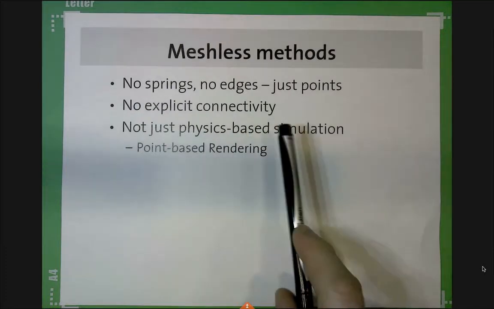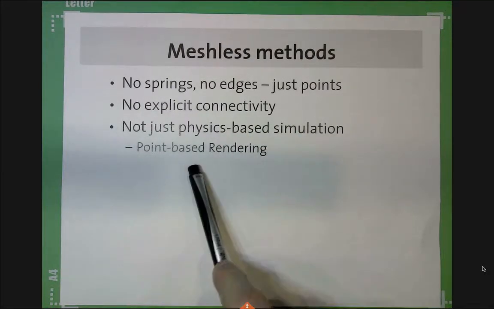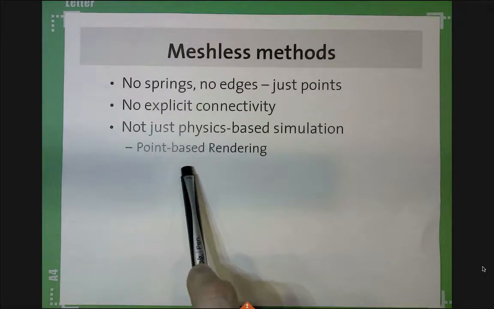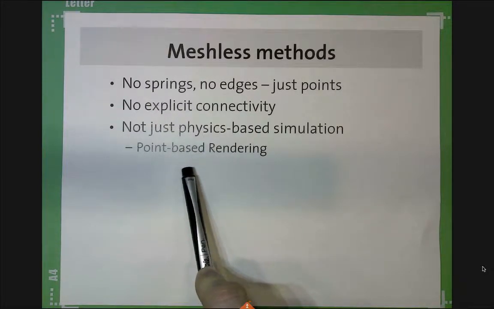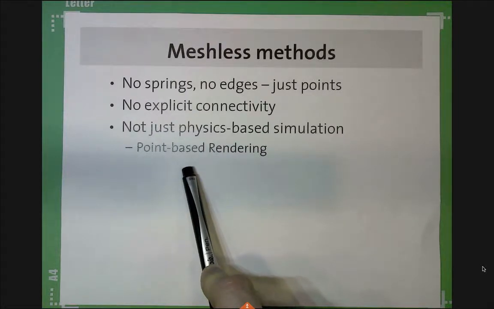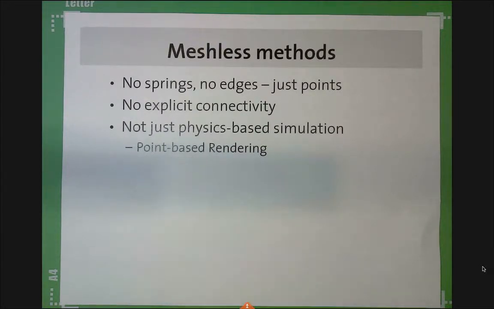And this is also not just used in physics-based simulation. Especially a couple of years ago, point-based rendering was very popular. I don't know, is it still popular today? Not so much, I think. The idea was basically to forego triangles. Let's just render points. The GPUs are so fast that you can just render lots of points, and if you have enough points to cover all your pixels, you don't really need any triangles between them, right?